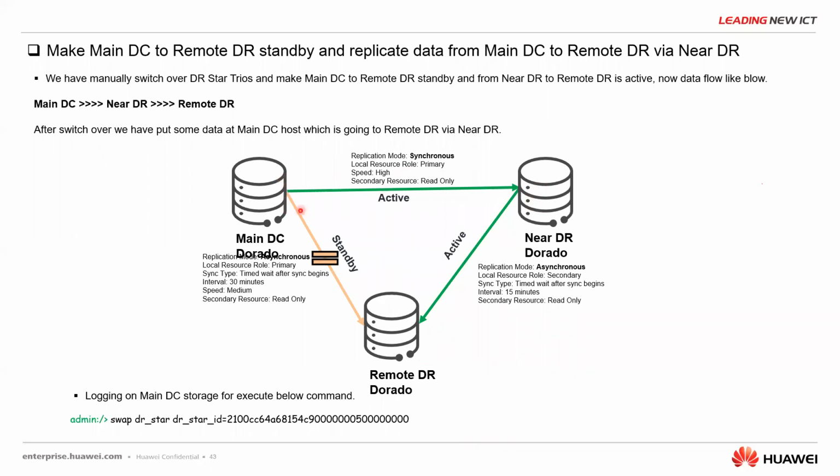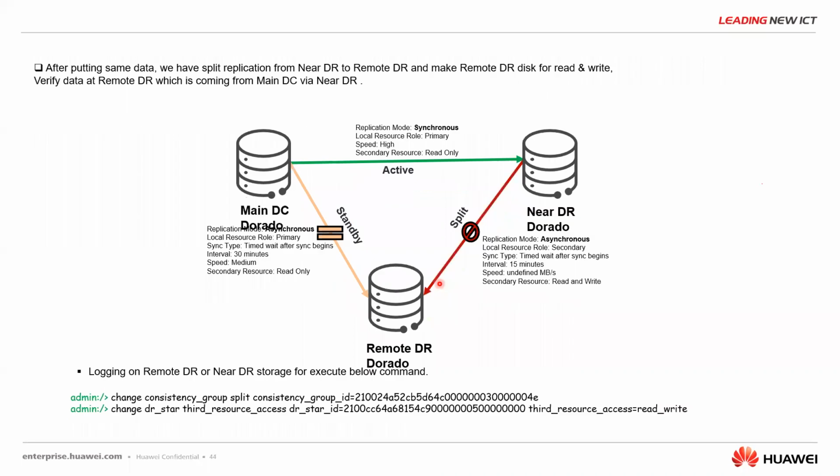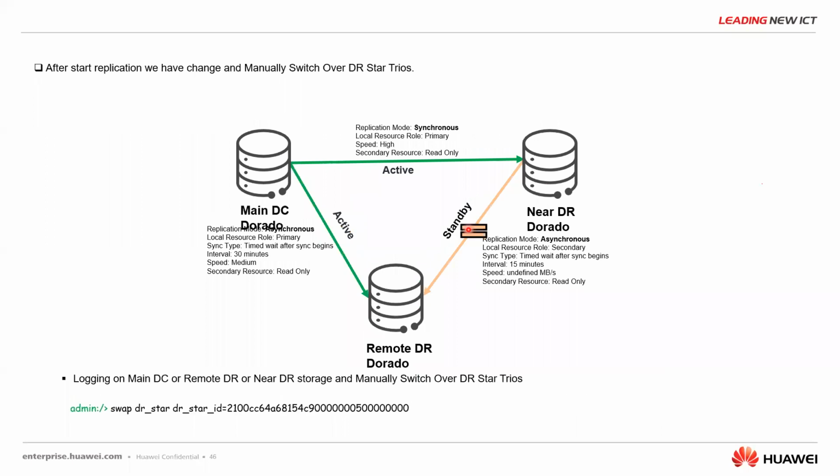So the initial flow was from main DC to DR also, correct? But now in this situation, the flow will be in the 3DC cascaded manner. Okay, the second situation: if this part is active and now it becomes split, it becomes faulty. So again, what will happen? My switchover will happen and my secondary path will become active and the primary path will become standby.